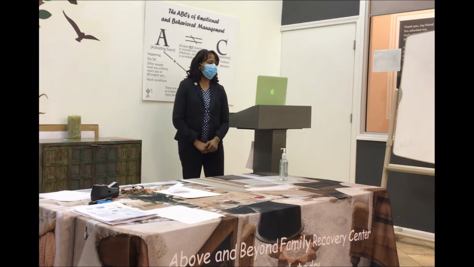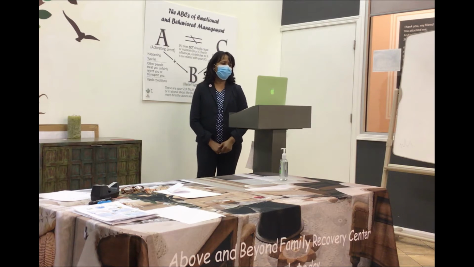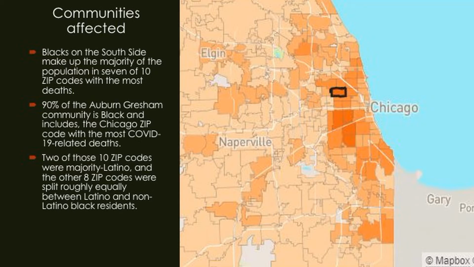So communities that are affected: Black communities on the south side make up the majority of the population in 7 of the 10 zip codes with the most deaths. So Black communities, I'm going to repeat that, have been identified with the majority of the cases in 7 of the 10 communities that have been identified.